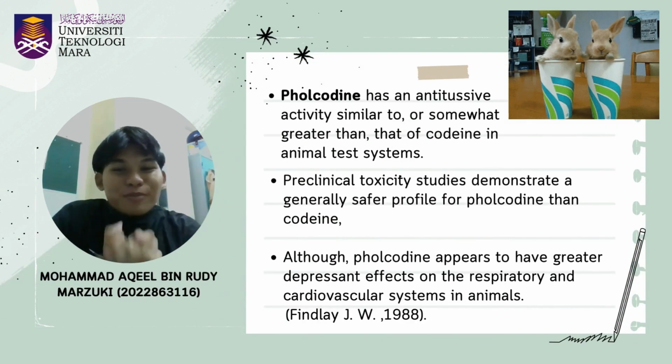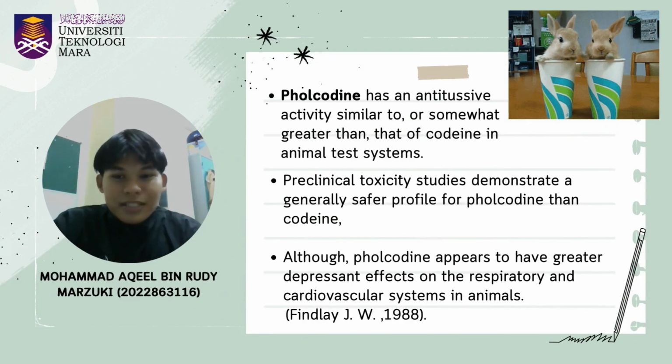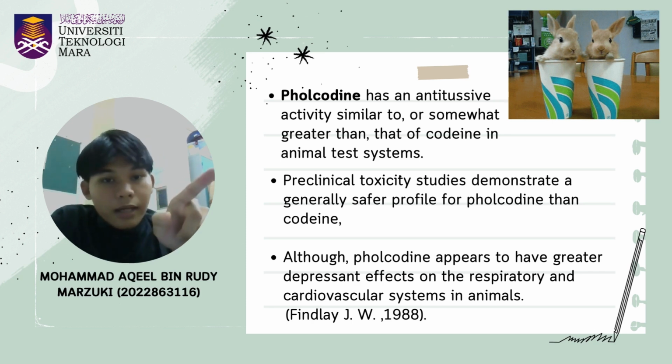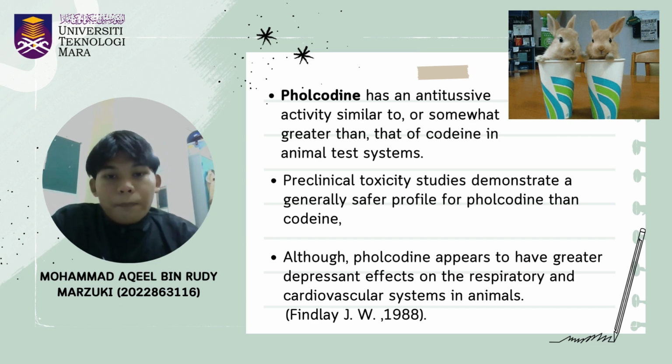Hello, hi, Assalamualaikum warahmatullahi wabarakatuh. So I'm Kale. So let's talk about pholcodine. Pholcodine has an antitussive activity similar to, or somewhat greater than, codeine and morphine in animal test systems. Preclinical toxicity studies demonstrate a generally safer profile for pholcodine than codeine, although pholcodine appears to have greater depressant effects on the respiratory and cardiovascular systems in animals.